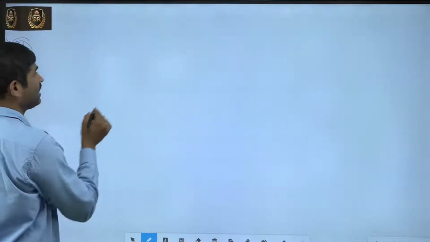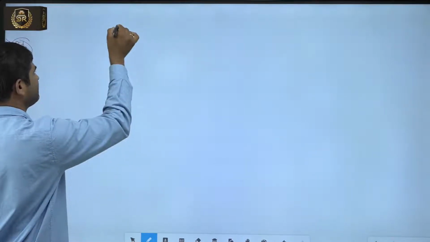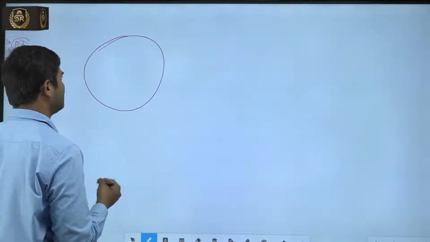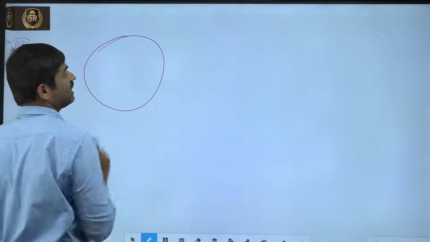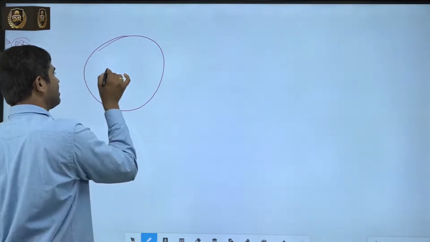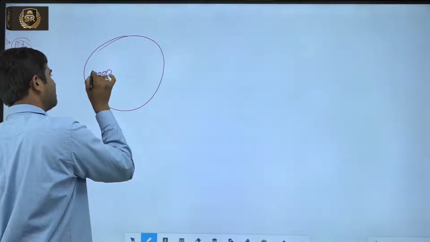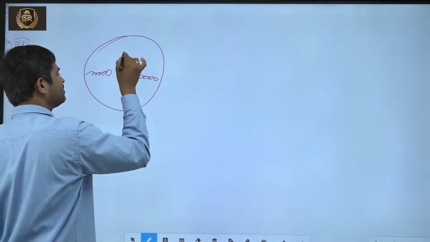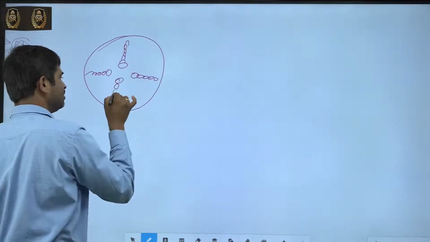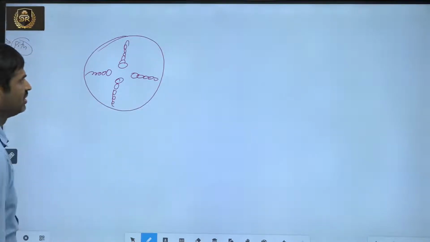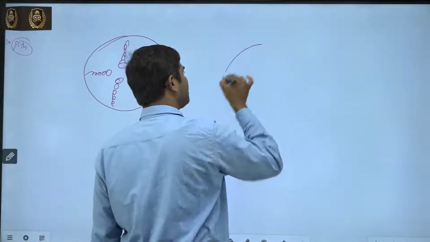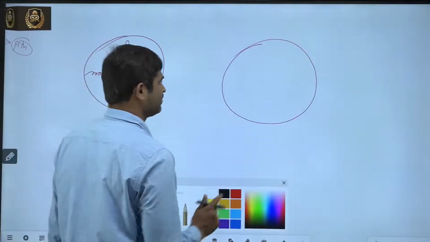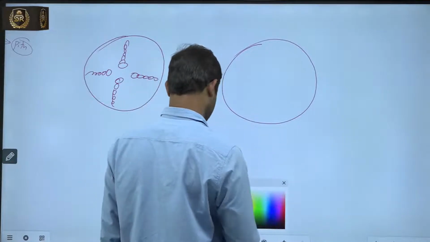This is dicot root. In the dicot root vascular bundle, only tetrarch xylem vessels are present. This is tetrarch: 4 xylem vessels are present. Tetrarch condition is present. But in monocot root, polyarch xylem vessels are present.